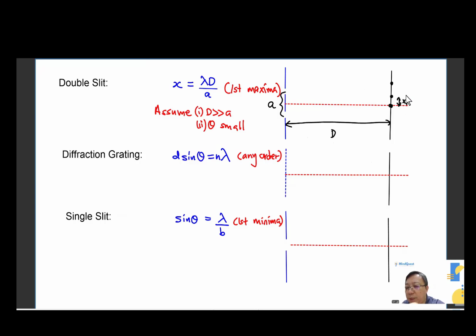I just want you to remember this x1 and x2, they are not the same, okay? x1 is smaller, x2 is bigger. This x represents what? x represents the distance from bright to bright fringe. We call it the fringe separation.